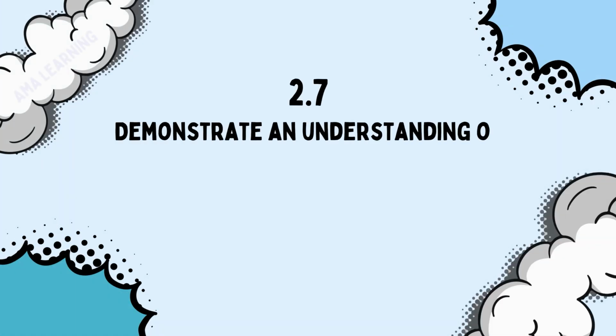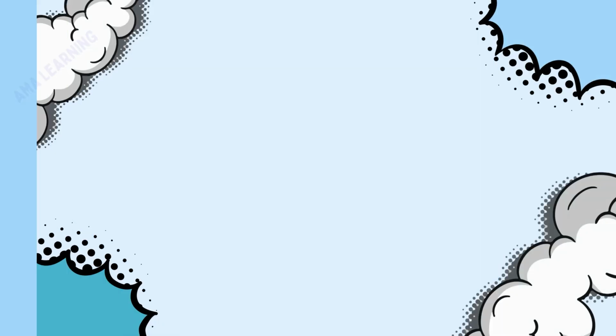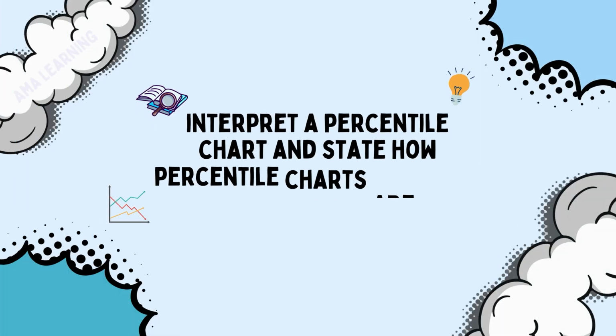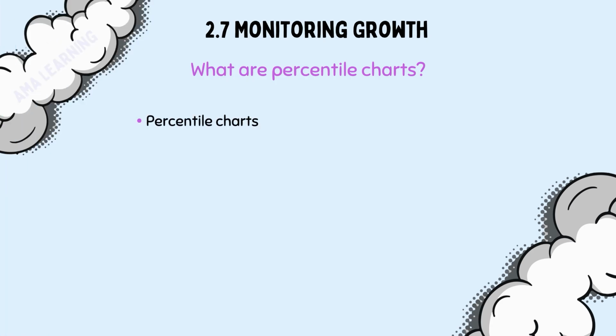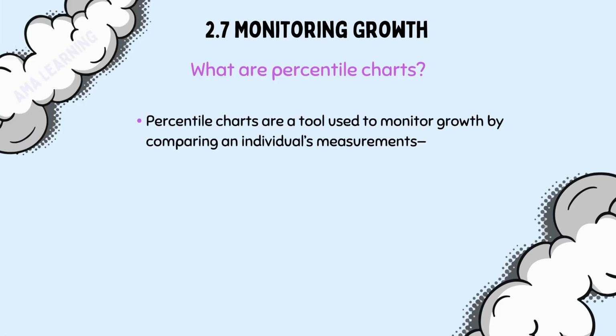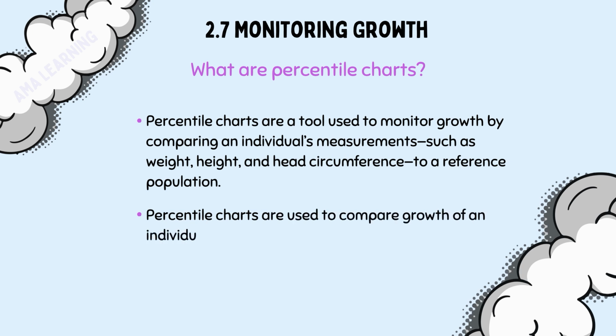Demonstrate an understanding of the use of percentile charts to monitor growth. To successfully answer any GCSE question linked to this specification point, you will need to interpret a percentile chart and state how percentile charts are used. Percentile charts are a tool used to monitor growth by comparing an individual's measurements, such as weight, height, and head circumference, to a reference population. Percentile charts are used to compare growth of an individual against the standard growth pattern.